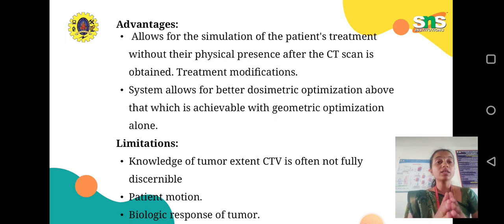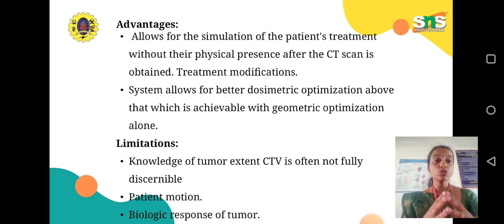What are the advantages of 3D CRT? It allows for the simulation of the patient's treatment without their physical presence after the CT scan is obtained. That is treatment modifications. The system allows for better dosimetric optimization above that which is achievable with geometric optimization alone.